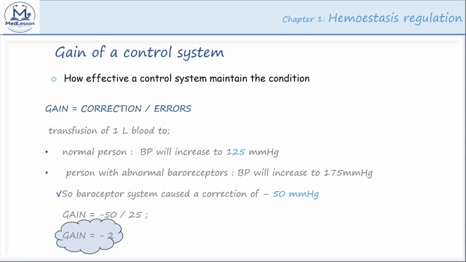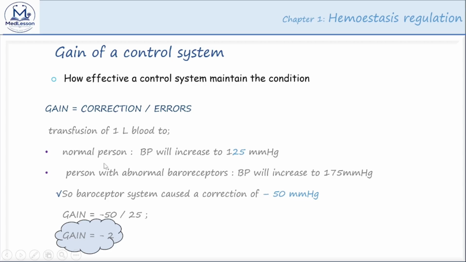Another physiologic topic is gain for control system. It means how effective a control system maintains the condition. To calculate the gain, we have to divide correction over errors. Let's have an example. If we transfuse 1 liter of the blood to the normal person, the blood pressure will increase to 125 mm of mercury.